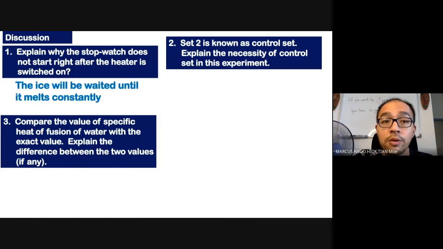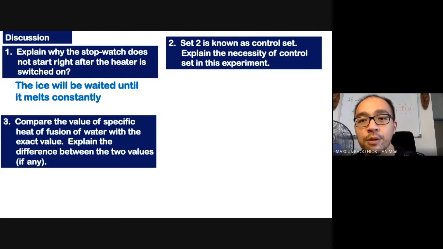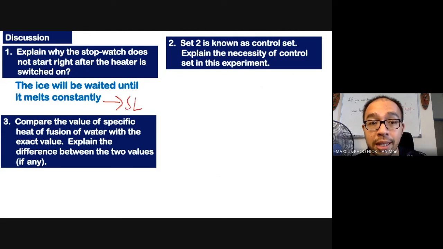Because we want to wait. The ice will be weighted until it melts constantly, because when it is melting constantly, this is when specific latent heat is involved. Because we want to count the specific latent heat. We're not interested in the specific heat capacity.